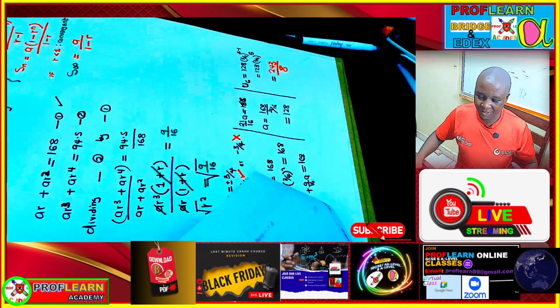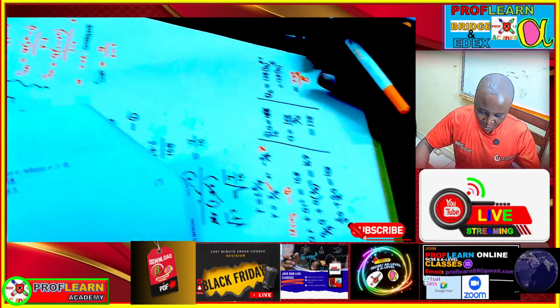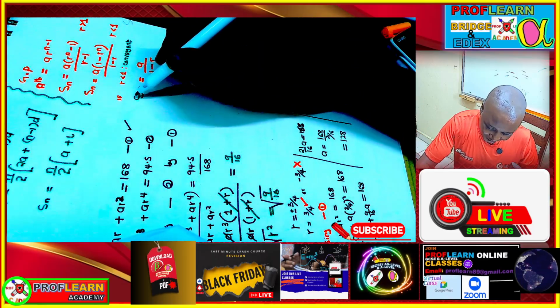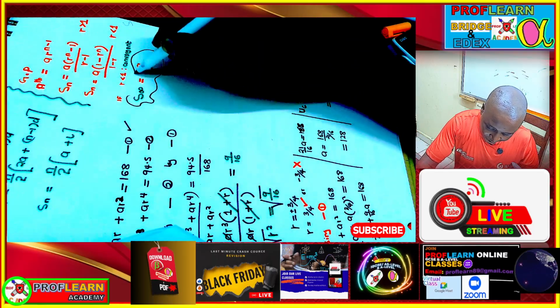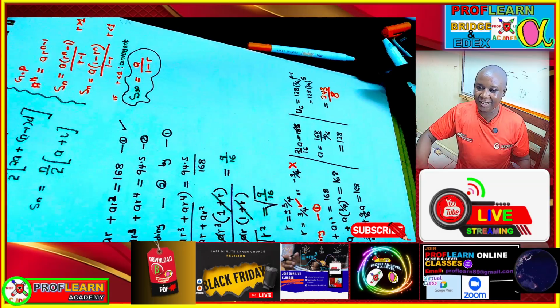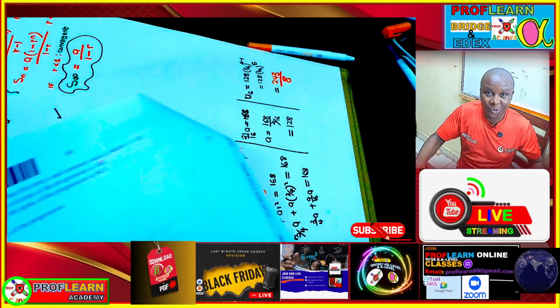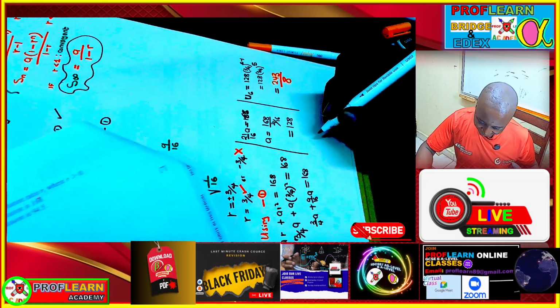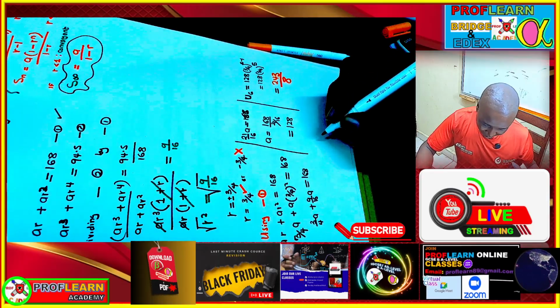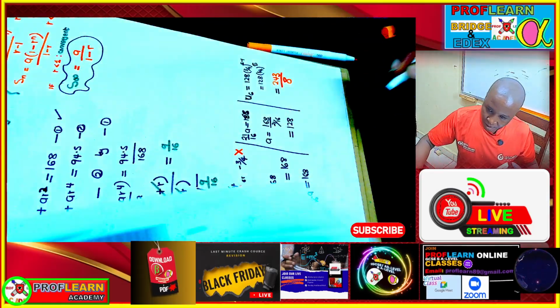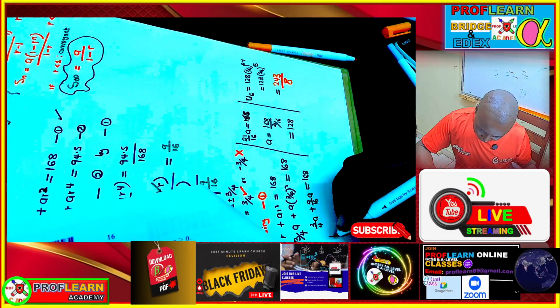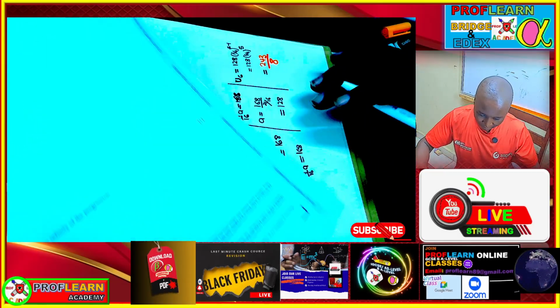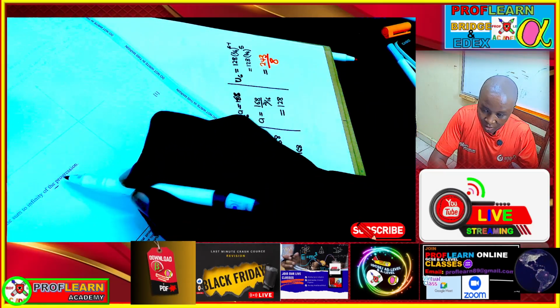The next question that I foresaw will be asked here is the question to do with sum to infinity. How do you do that? In that case, it's very simple. That is part B. This was part A. Now moving to part B, sum to infinity. Find the sum to infinity of the progression.